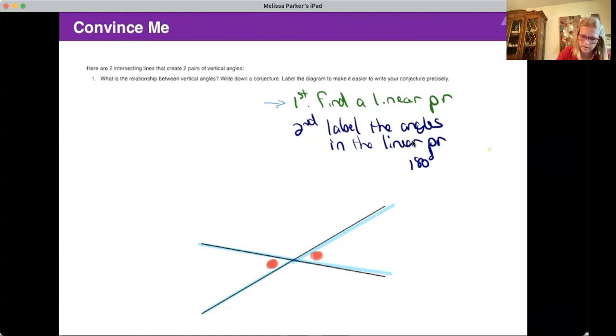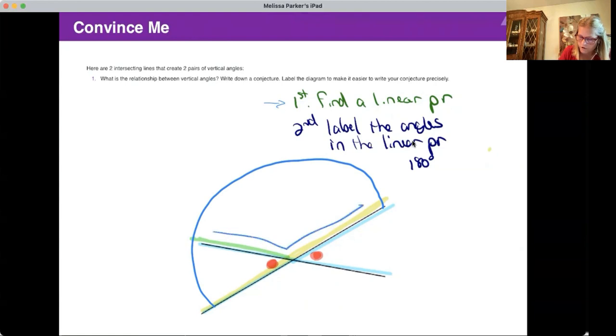Okay, so we would take this and we would find one linear pair of angles. That would be two angles. You find your straight line, then you find your ray, which is right here, and that gives you your linear pair. If I draw an arc from one side of that line to the other, you're going to have your linear pair, those two angles right there. You're going to have your larger angle and your smaller angle.